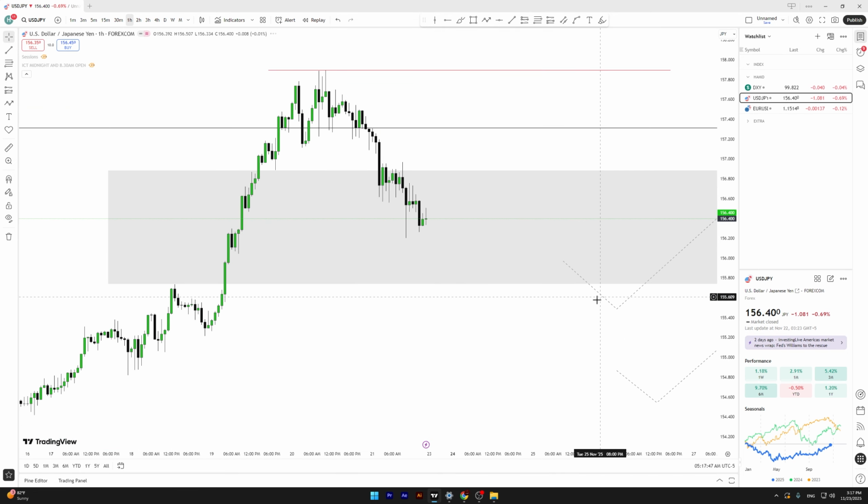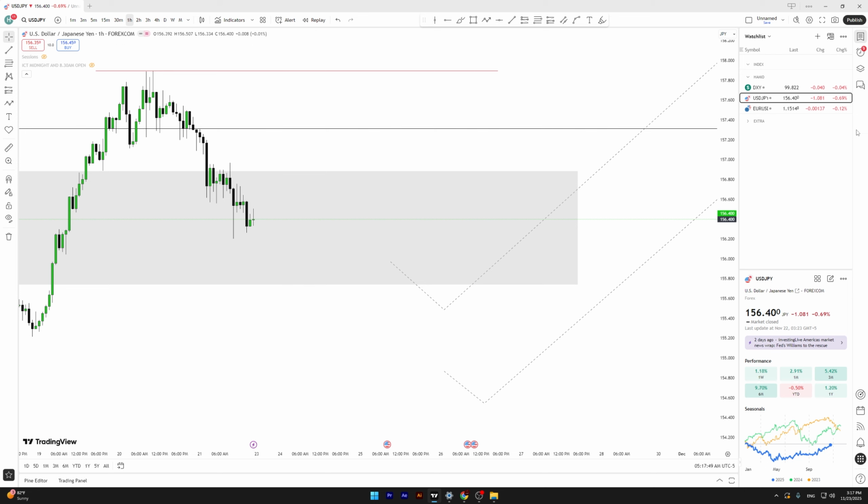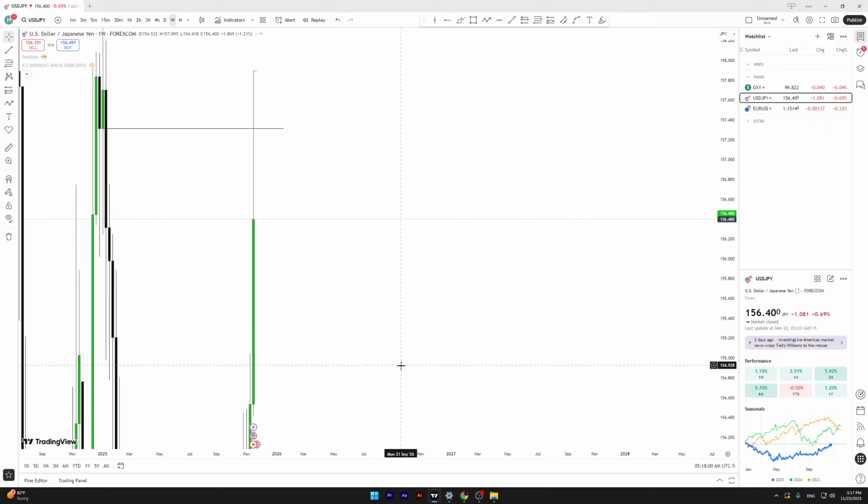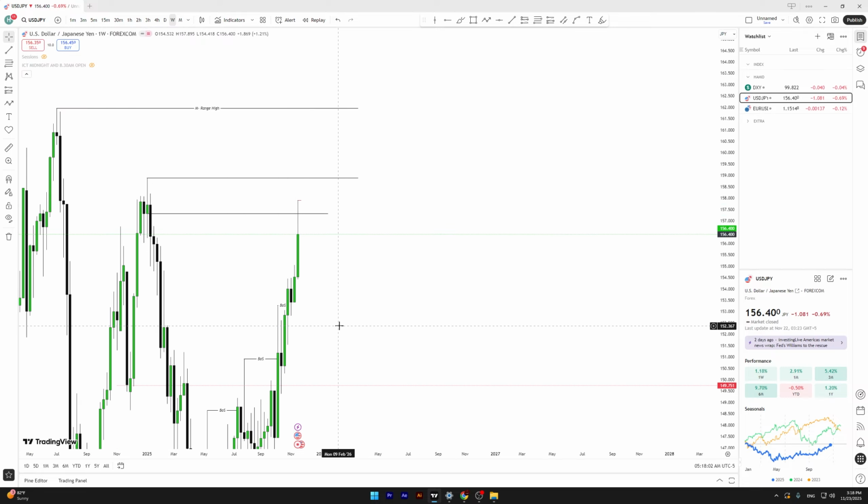Now let's look at the USDJPY. As we know that we are bullish in DXY, so we will also plan a long position on USDJPY because USD is the base currency in USDJPY. Now let's look at the weekly time frame.